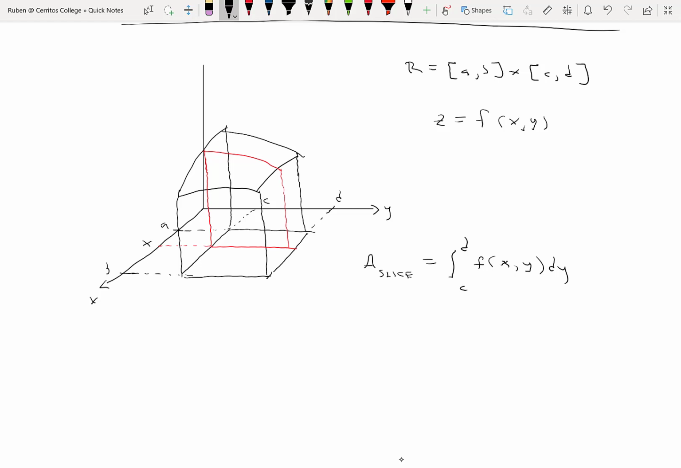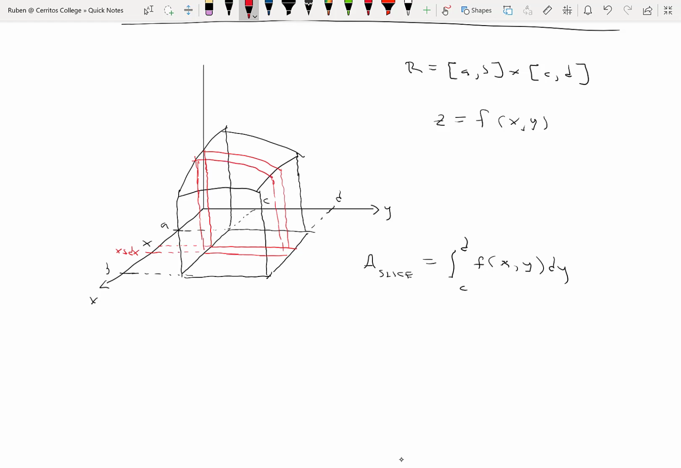Then we gave the bread some thickness. We again slice at a position x plus a little bit of an increase in x, and now we see a 3-dimensional slice of bread. The width of the slice of bread is dx. The area of the face of the slice is the integral of the function dy from c to d.